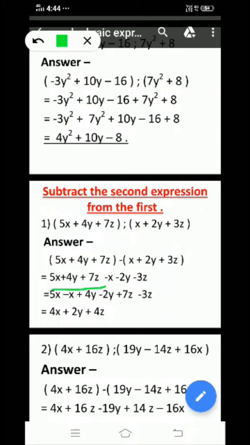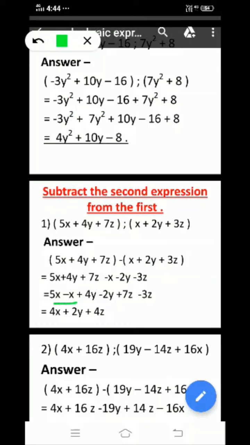x is positive, it becomes minus. Plus 2y, again it will be minus. Plus 3z, again it will be minus. So remember this: if there is a minus sign outside the bracket and you open the bracket, the signs of all the terms will be changed.